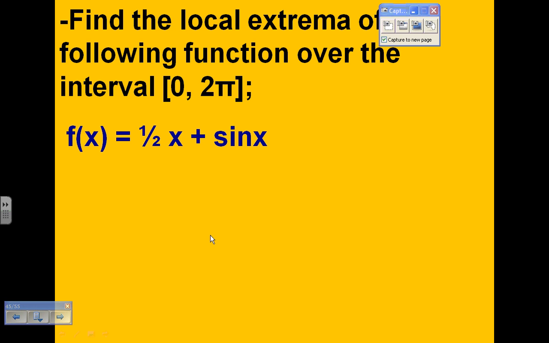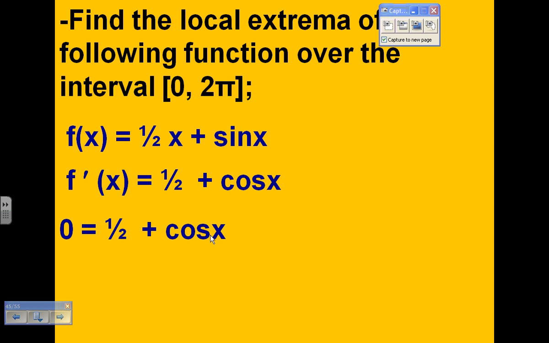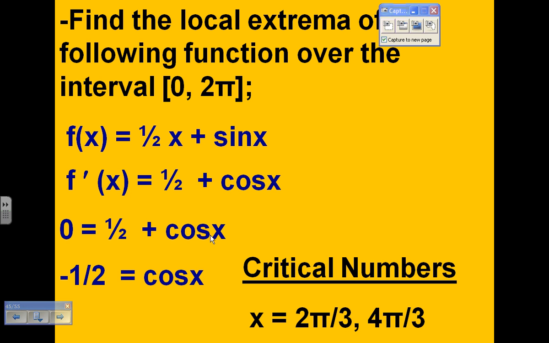All right, so we're going to take the derivative. That's pretty obvious. 1/2 plus cosine of x. That is the derivative. Set it equals 0. Now we have our rapid fire. Where's a cosine of x going to equal negative 1/2 at? 3 pi over 2 would be 0. 2 pi over 3 would be a negative 1/2. 2 pi over 3 is one of them, and what's the other one? 4 pi over 3. Okay? So it should be 2 pi over 3 and 4 pi over 3 are the critical numbers.